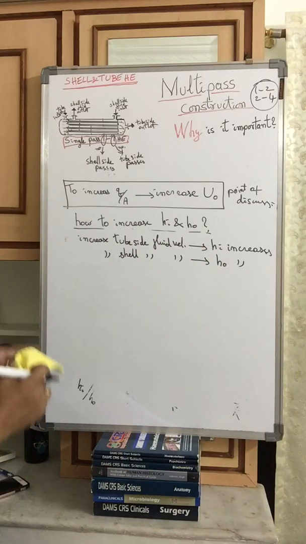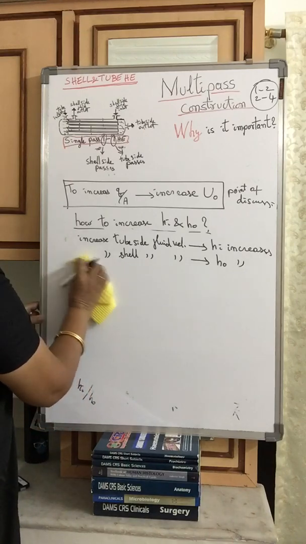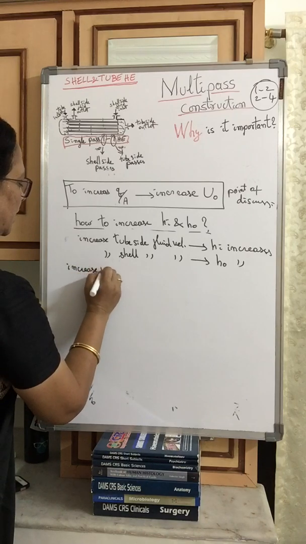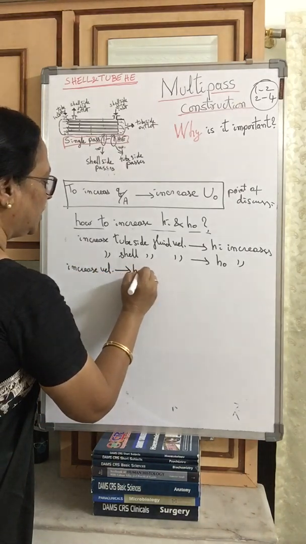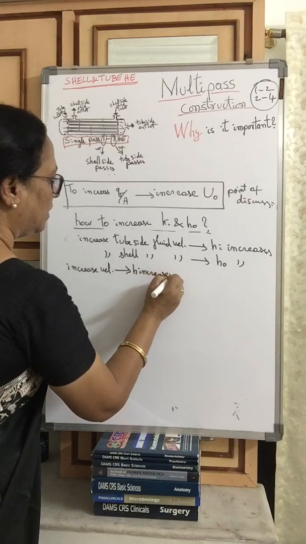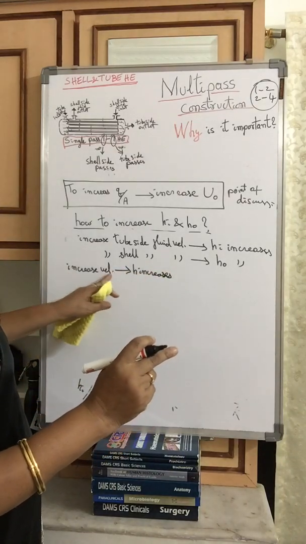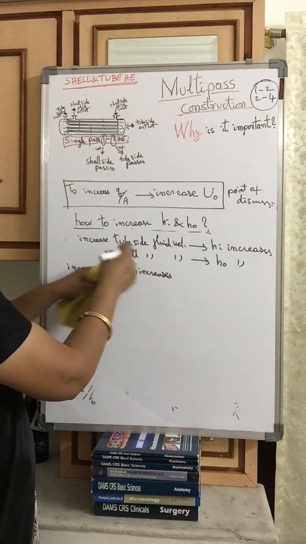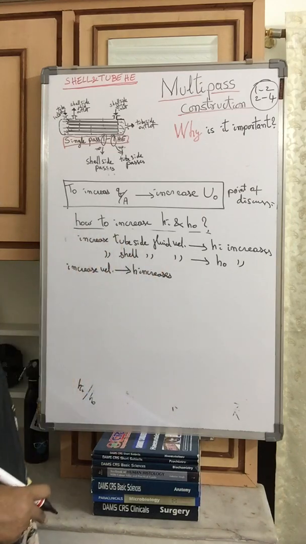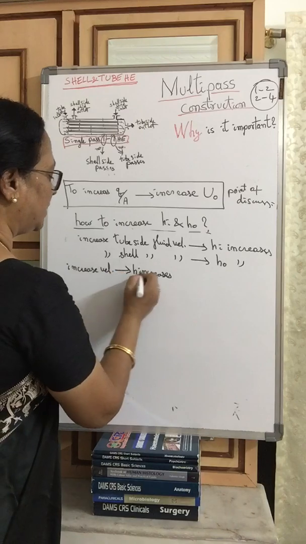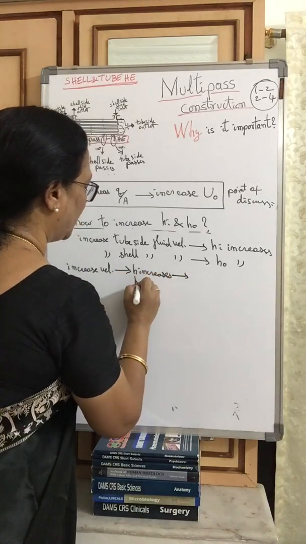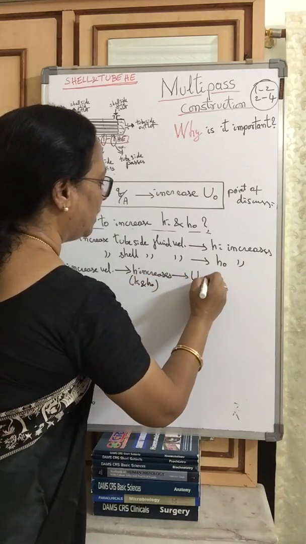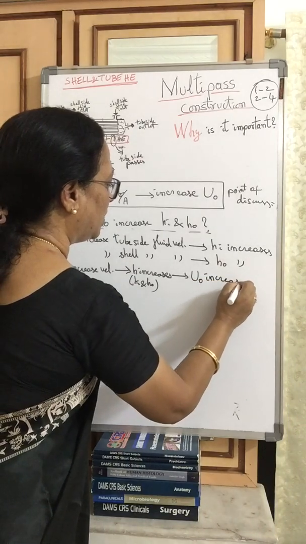So how can we conclude here? Increase velocity, H increases. You should remember one point here. If you increase the velocity of the tube side fluid, HI will increase. If you increase it on the shell side, H naught will increase. So increase velocity, H increases, both HI and H naught. Then what will increase? U naught will increase.